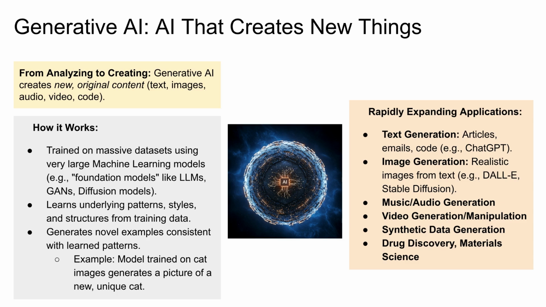For example, a model trained on thousands of cat images can generate a picture of a brand new, unique cat. Generative AI has exploded in popularity with applications like text generation, creating articles, emails, or code, and with tools like ChatGPT. Image generation, producing realistic images from text descriptions using systems like DALL-E. Music and audio generation, video generation and manipulation, synthetic data generation for training other AI models, and even drug discovery and material science.